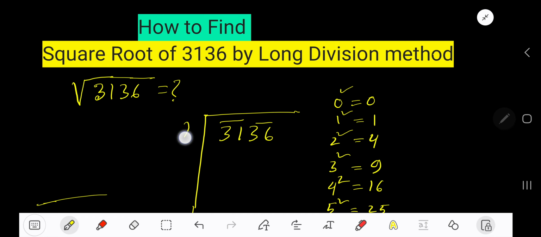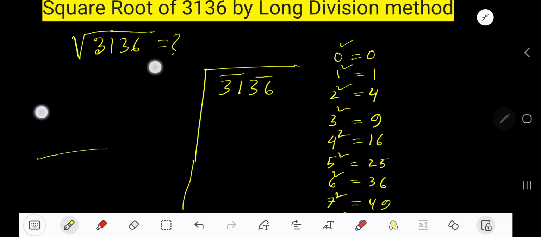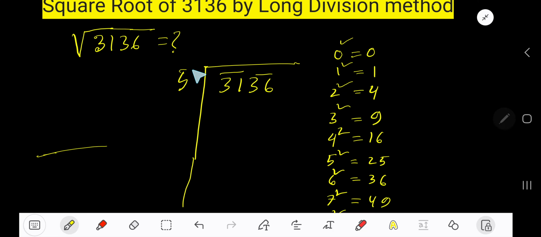For 31, take a number whose square will be equal to 31 or nearest to 31. If you take 5, then 5 squared equals 25. But if you take 6, then 6 squared will be 36, which is greater than 31. So our guessing number 5 is correct. The same number will come to the quotient side also. 5 times 5, 25.